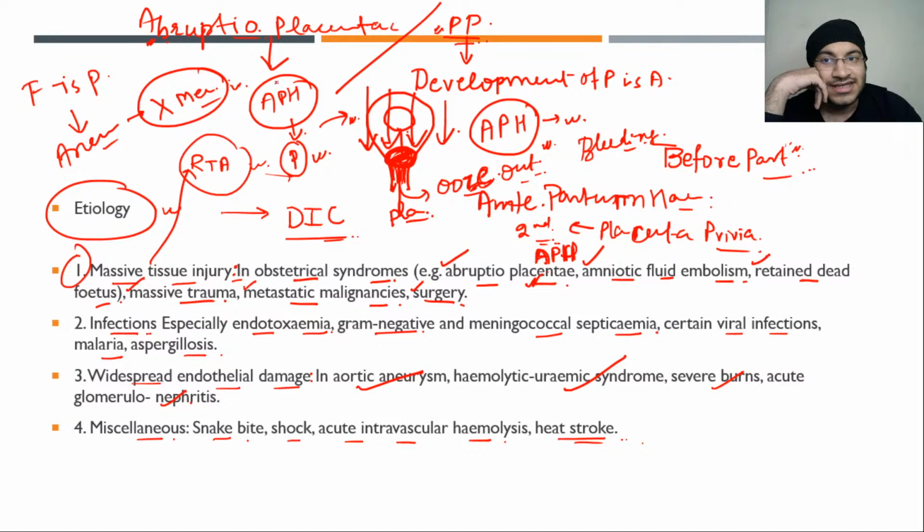Then abruptio placenta. Abruptio placenta is the pathology when placenta is at its normal position and it is developed normally, but due to certain traumas, you can say, or certain abnormality, क्या होगा? So normal placenta develop हुआ है इधर, but due to certain traumas or certain abnormal contractions or any other etiology, this placenta will come out.